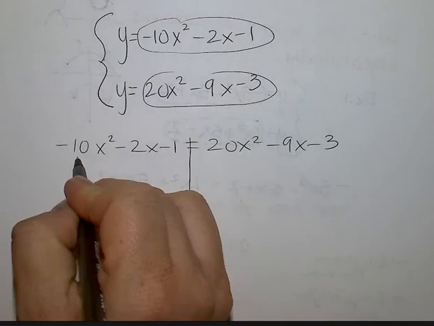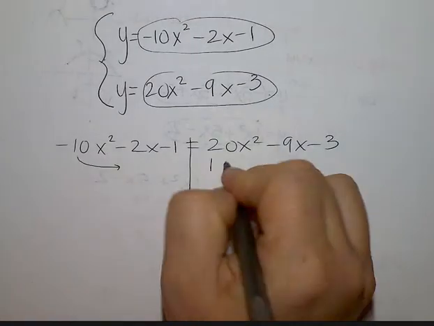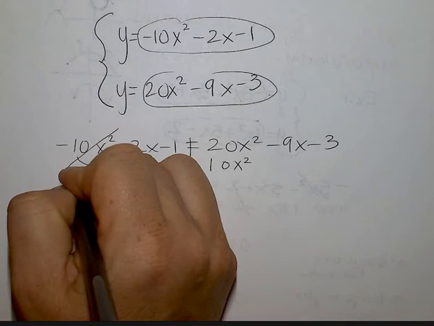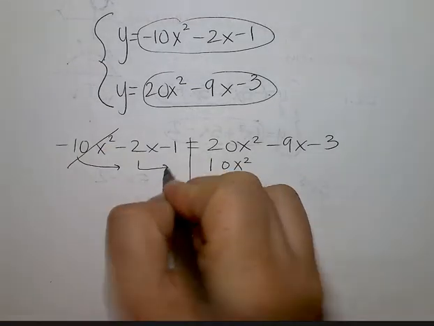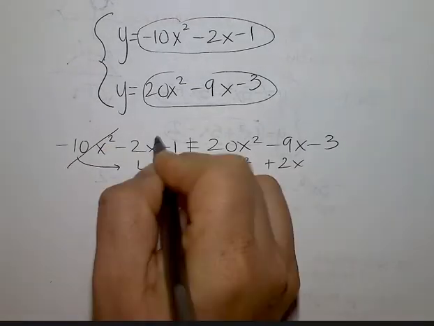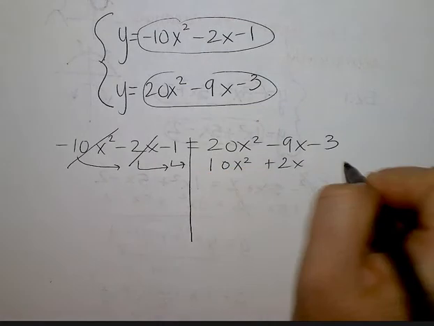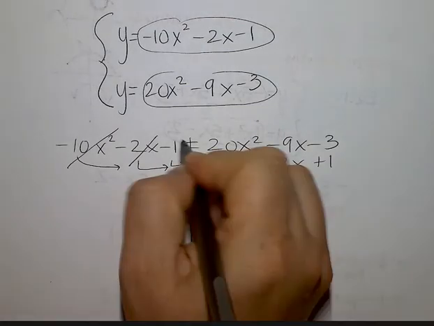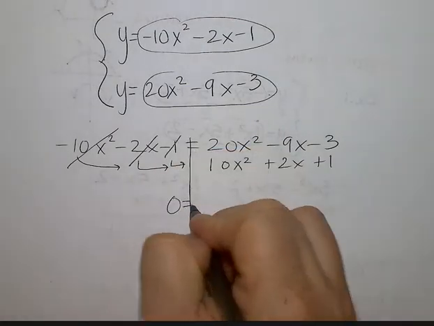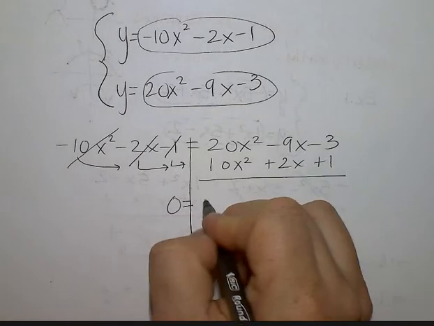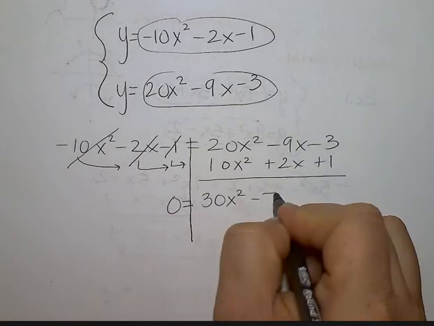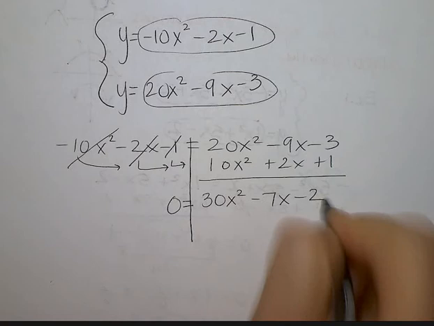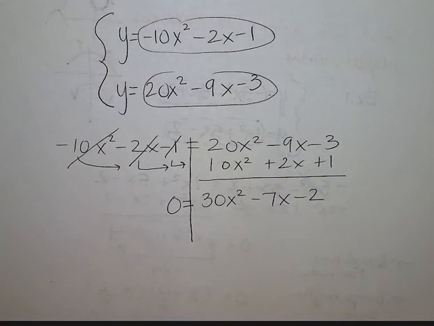When this moves over, it becomes positive and then cancels on the left. When this moves over, it becomes positive, cancels on the left. And when this moves over, it becomes positive and cancels on the left. So there's nothing on the left. I'm going to combine like terms. And now I'm going to solve.